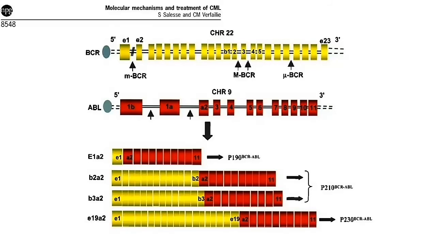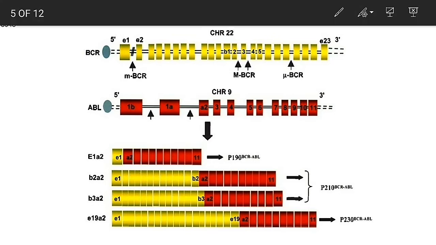Now if we look at the structure of the chimeric BCR-ABL mRNA transcript, there is presence of various breakpoints in the BCR and ABL genes, as a result of which the chimeric transcripts are produced. If we look at the BCR gene, there is presence of a breakpoint in the E1-E2 region, and there is also presence of breakpoints in the B2 and B3 regions, and also in the E19 and E20 region.